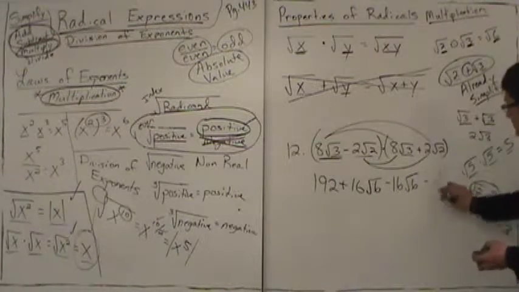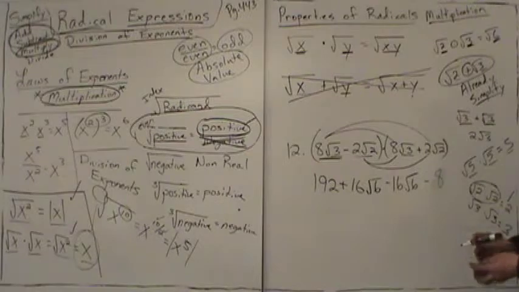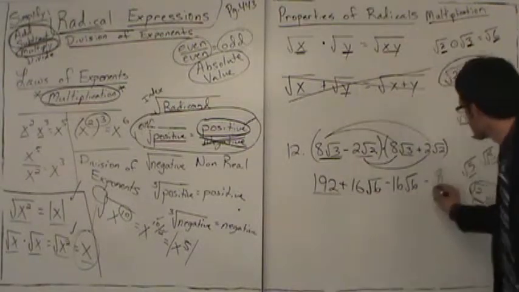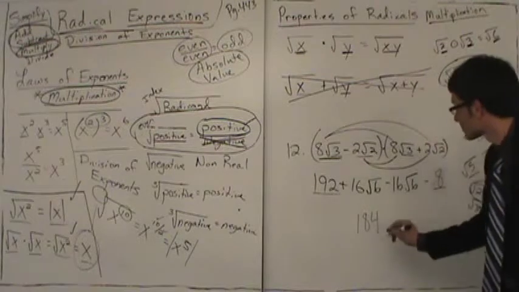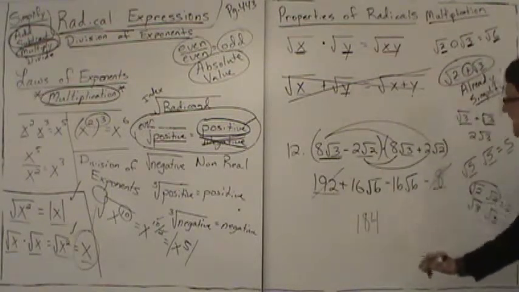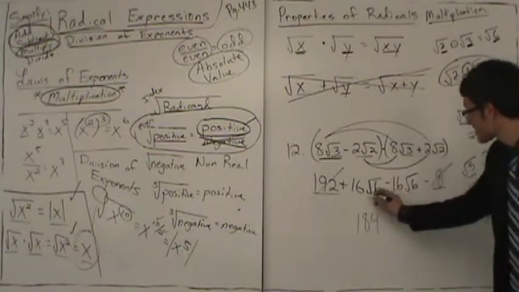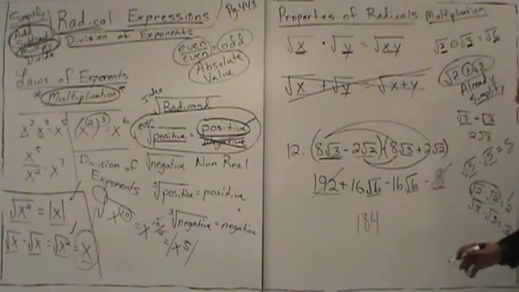Minus 8. And now we combine. Start with your numbers. 192 minus 8 is 184. Cross your numbers out. And now 16 root 6 minus 16 root 6. Do the radicals match? Yes. So we add what's in front.